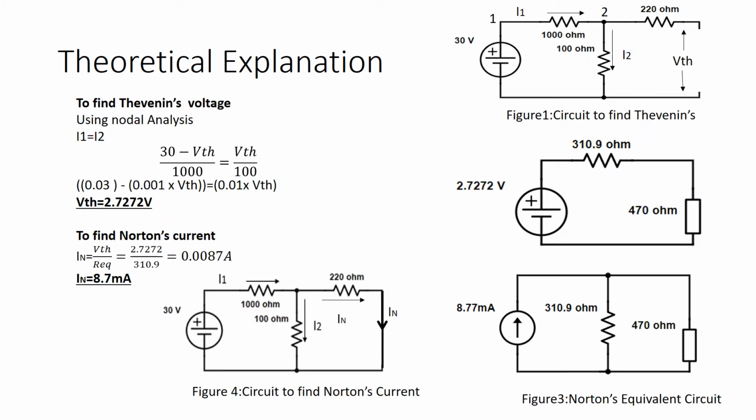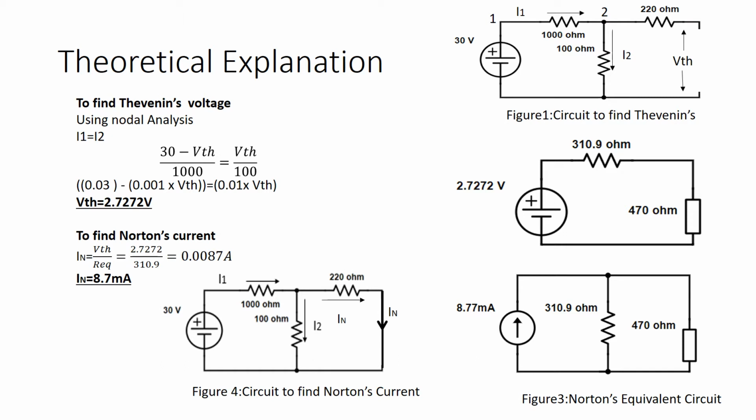Now we are going to find the Thevenin voltage. Figure 1 represents the circuit to find the Thevenin voltage. Here we have removed the load resistance and kept it open, and the voltage across it will be the Thevenin voltage, that is the open circuit voltage. How can we find that? Using nodal analysis. The voltage across the 100 ohm is the same as the Thevenin voltage.